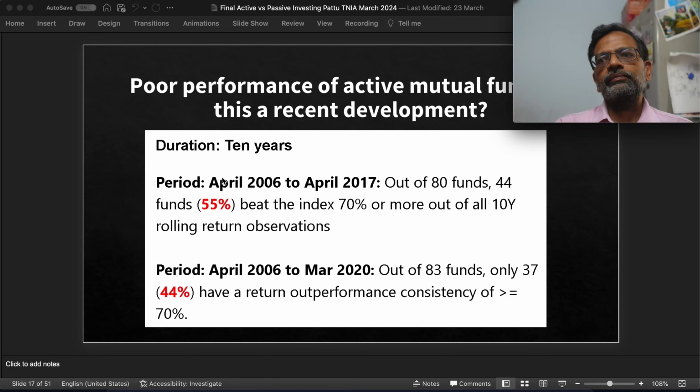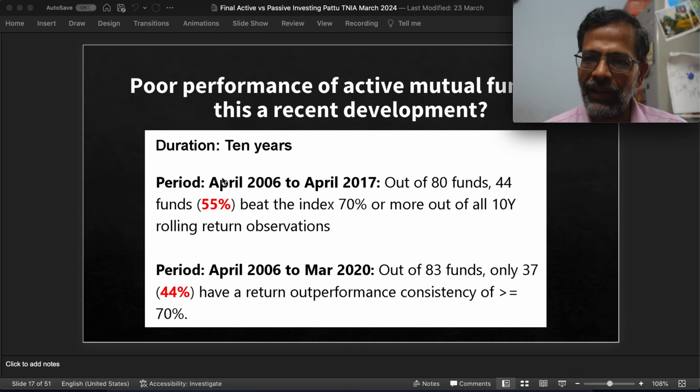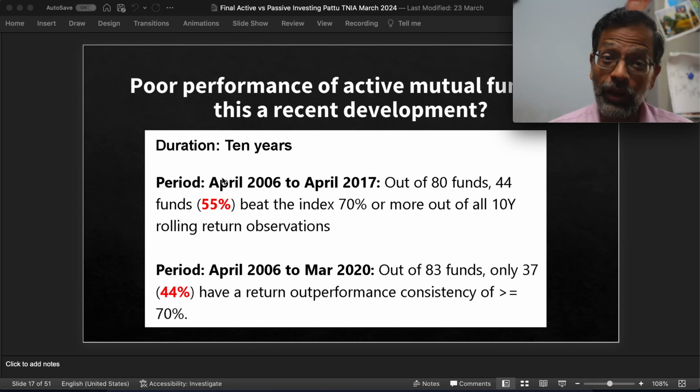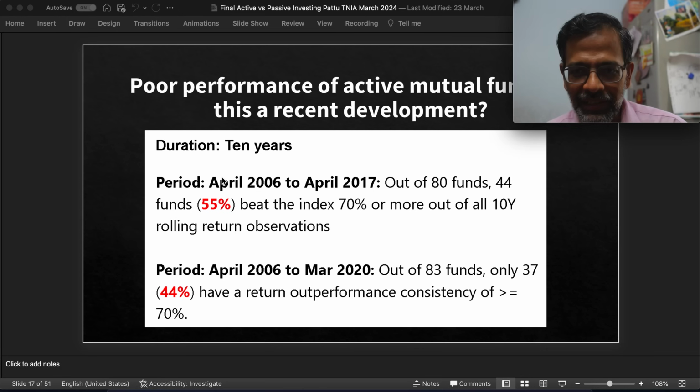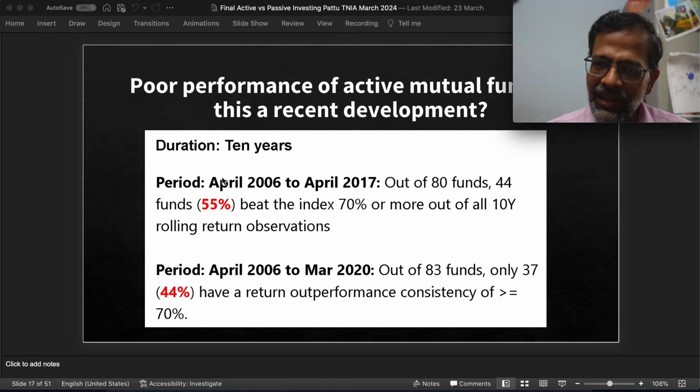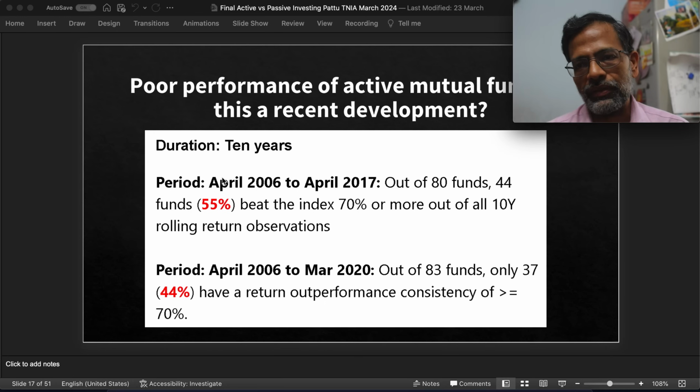Another opinion is that many people say, oh, this is a recent development, this is a passing fad, this poor performance of active mutual funds. That is not true. If I consider 10-year durations from April 2006 to April 2017, then again, out of 80 funds, only 44 funds have consistently managed to beat the indices. If I consider the period from April 2006 to March 2020, then only 37 funds out of 83 have got a rolling return performance consistency of 70% or more. So this is not a recent phenomenon. It's not something that's happened over the last 2, 3, 4 years.